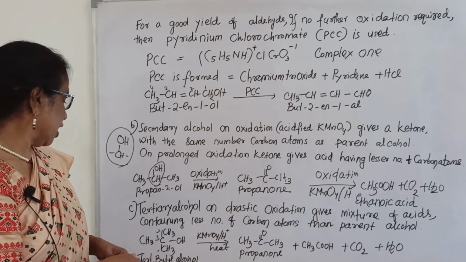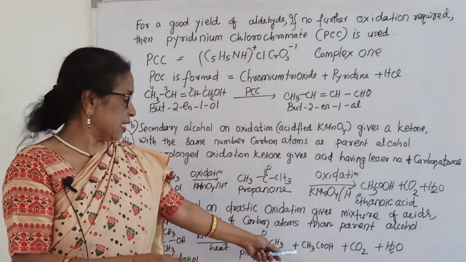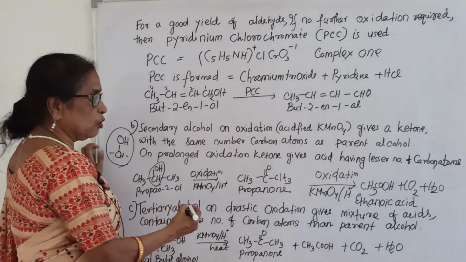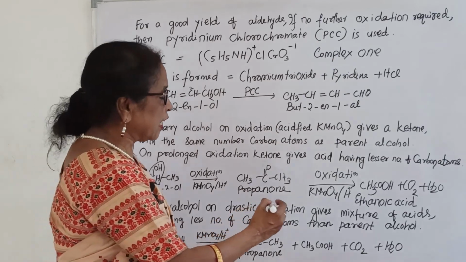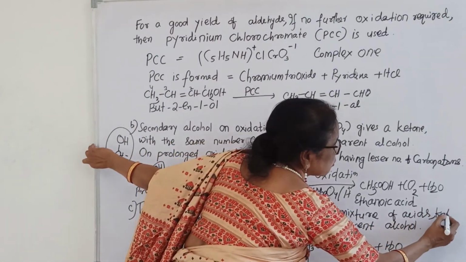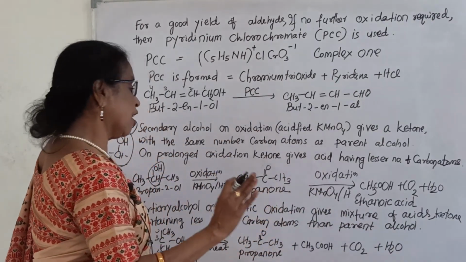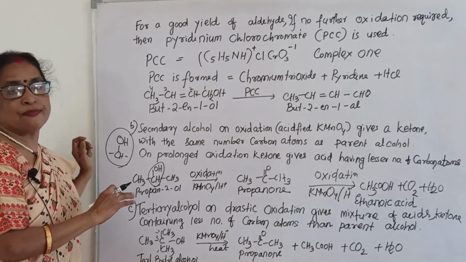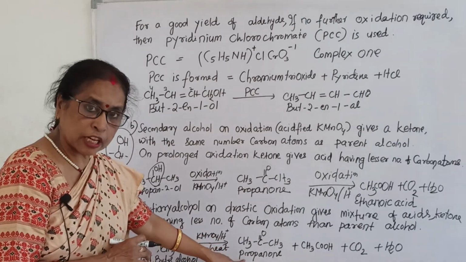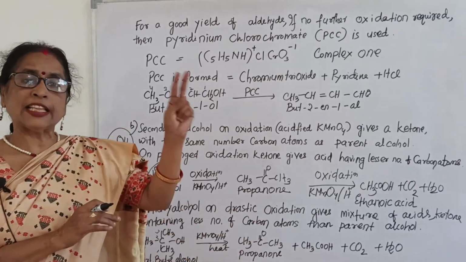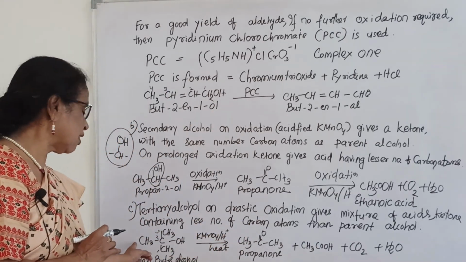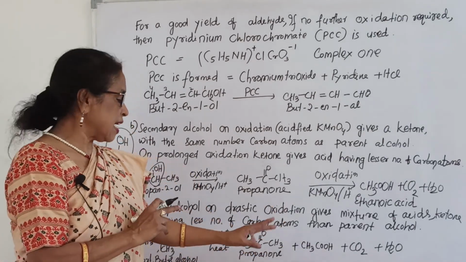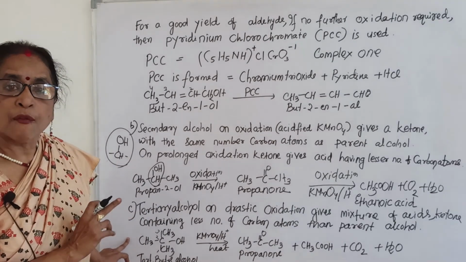Now here see, it first gives propanone, then acetic acid, then carbon dioxide. It gives a mixture of acids and ketone containing fewer carbon atoms than the parent alcohol. See acetone, or you can say propanone. Propanone contains 3 carbon atoms, whereas the parent alcohol has 4 carbon atoms.